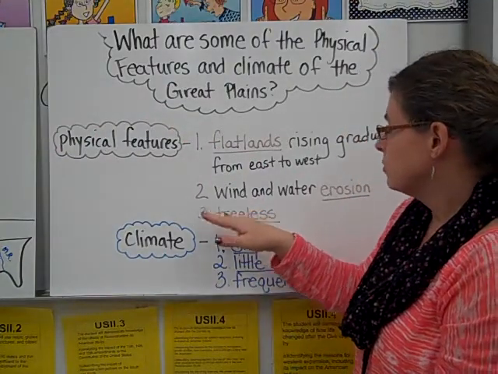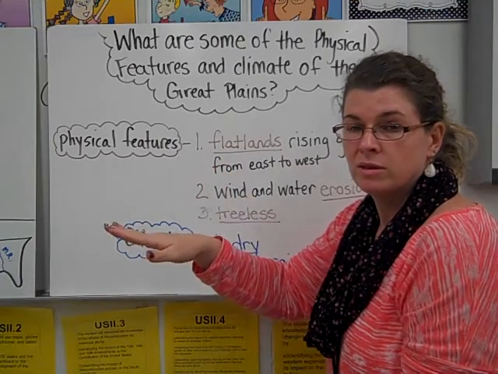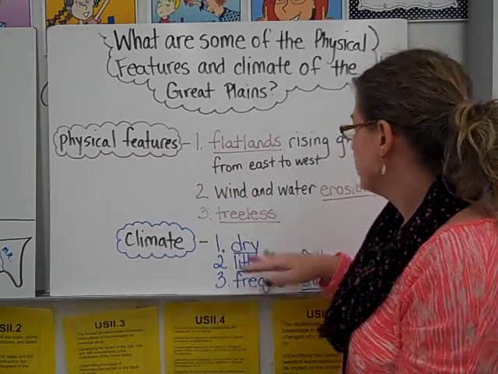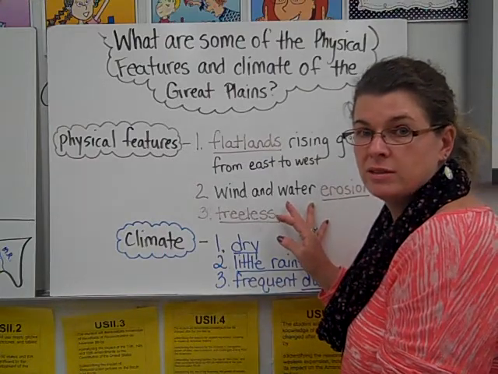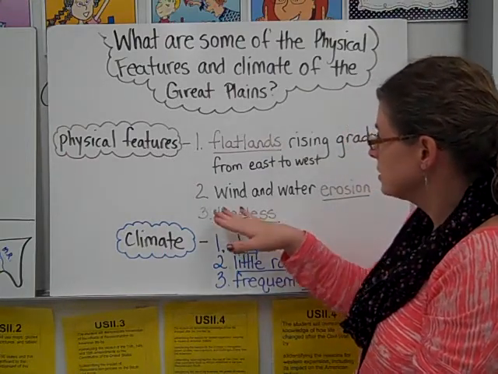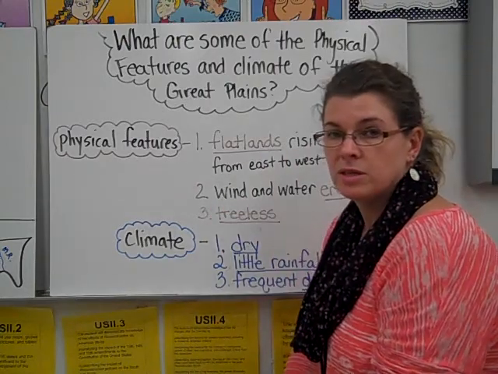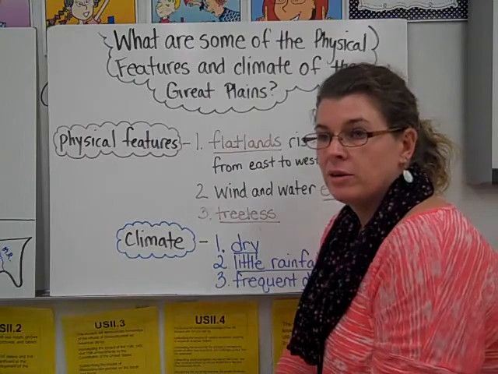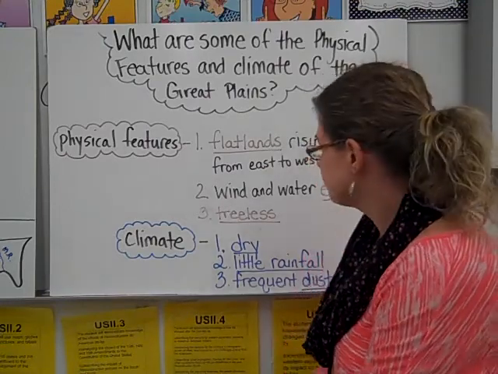Second, we have wind and water erosion. And erosion is the withering away of the land, in this case by wind and water. And third, it's very treeless. So in many areas you can go for miles and miles without seeing any trees.